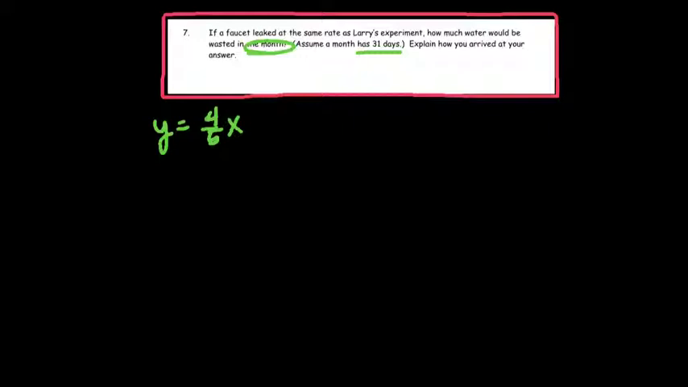So if a faucet leaked at the same rate as Larry's experiment, how much water would be wasted in 1 month? Assume a month has 31 days. So in order to answer this, we're going to use the same equation that we just found out. Remember, we used y equals 4/5 times x, because we lose 4 milliliters of water every 5 seconds. And remember, x is our time and y is the amount of water that we're losing.